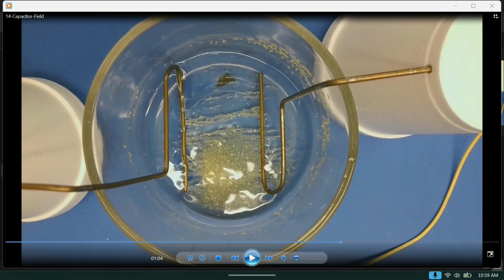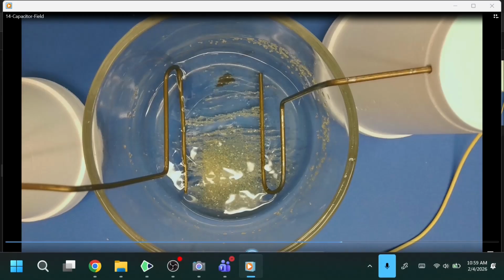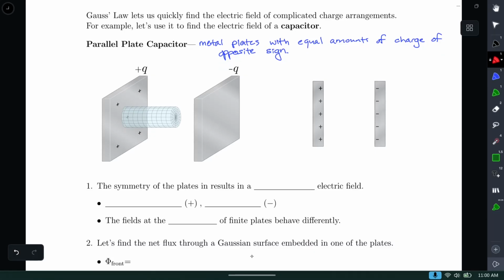And the lines are pretty straight, right? They're more or less going straight across. They're not spreading like we're used to seeing for field lines. So that'll give me my first hint of what the electric field looks like. It kind of just goes straight across. And remember, field lines point away from positive charge towards negative.